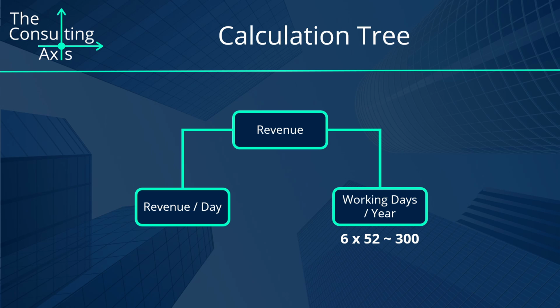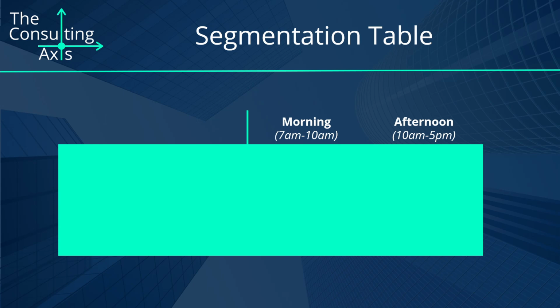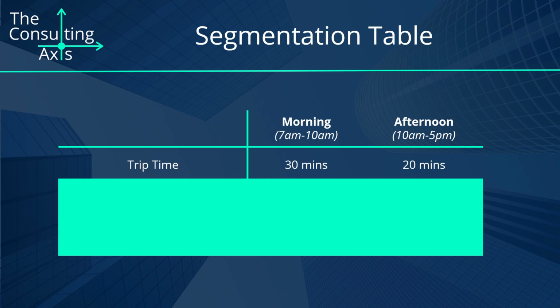Now, in terms of the revenue per day, I think we can work this out using a segmentation table, because some of the key metrics that will lead to the revenue per day will be slightly different depending on if it's morning or afternoon. So firstly, the average trip time in the morning and afternoon will be different because it is busier in the mornings normally. So therefore, I'm going to assume that this is 30 minutes and 20 minutes respectively.